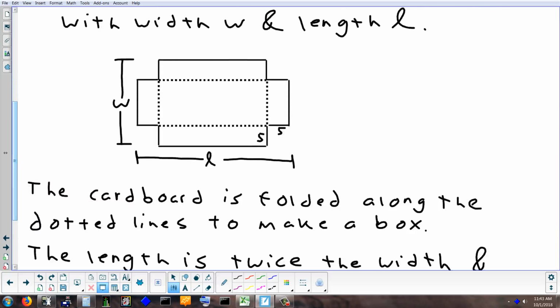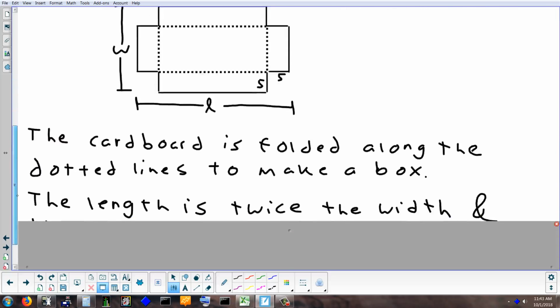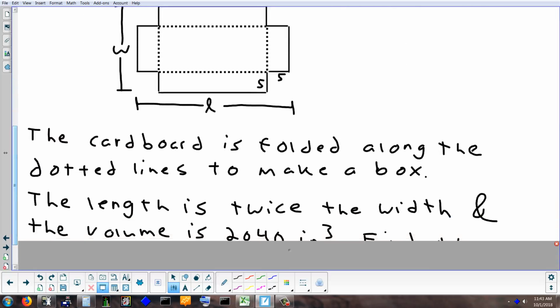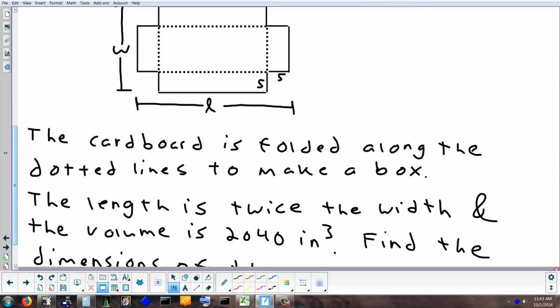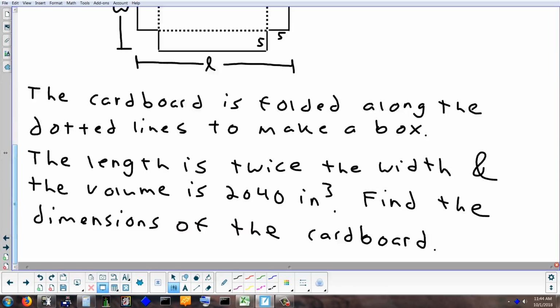Okay, so that's what I just told you. The cardboard is being folded along dotted lines to make a box. And one fact that they're going to give me, and we'll need this: the length is twice the width. So for the original piece of paper, the length is double the width. And the volume, once you make it into a tray, obviously it's not the volume of a flat piece of paper, that wouldn't make sense. The volume of the stuff that would fit in the tray is 2,040 cubic inches. So, find the dimensions of the original piece of cardboard.